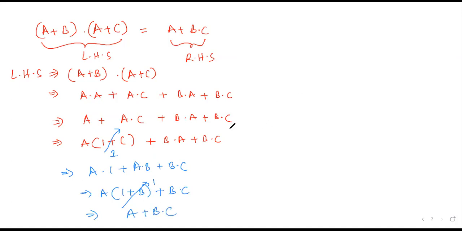Or instead of going with the 3 steps, you can directly take A common from here: 1 plus C plus B plus B. Adding 1 with any variable or any literal, it will give you the answer 1 only. Adding 1 to any variable or any group of variables, it will give you 1 as result only. So you will get A plus B.